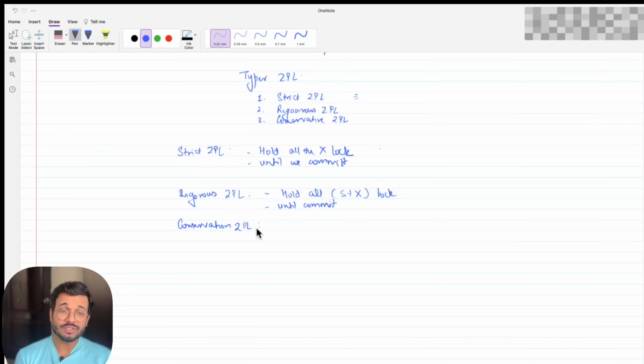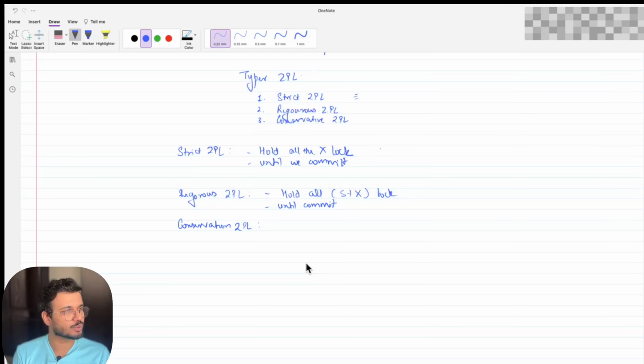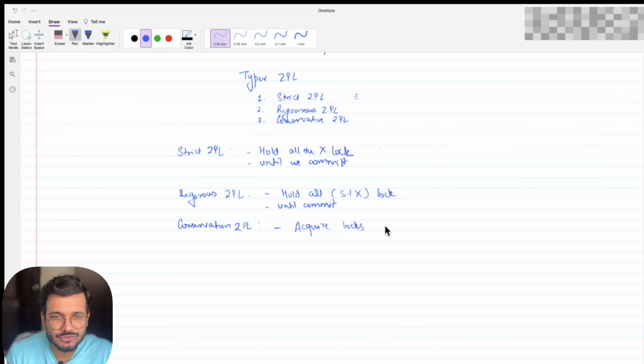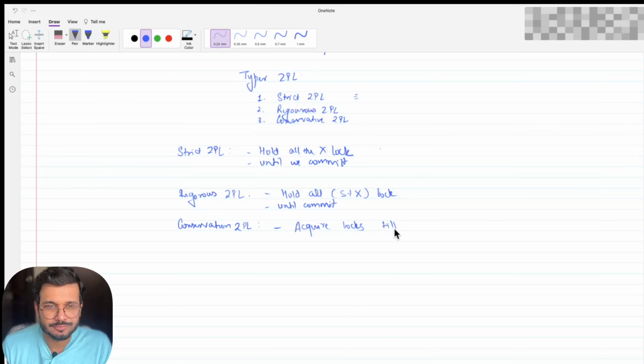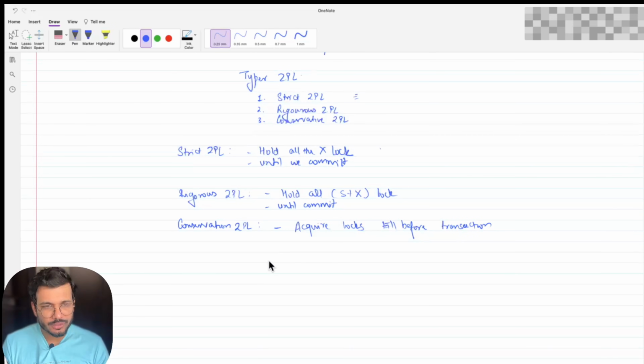So now what we use is conservative 2PL. In conservative 2PL, we acquire all the locks before even starting the transaction. Once we have the locks, only then we start the transaction. We just wait till we have all the locks. So let me write it down. Acquire locks before the transaction. That's how we do it.